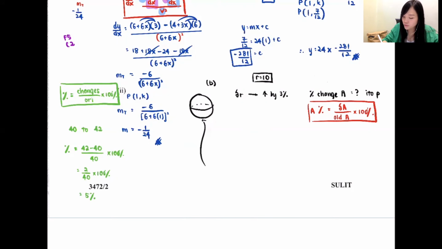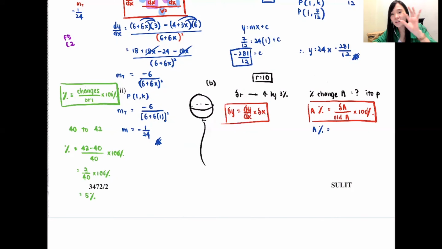So my dear, for me to find the changes for A, first I need to have delta A. Where do I get delta A? This question never gives me. Never mind, I'm going to find it myself. So how do I find it? Small change only has this formula where delta y equals dy dx times delta x. But please understand that the formula you memorize is like that, but it doesn't mean you always use this formula, because now this question is talking about radius and A, where there is y and x, correct?